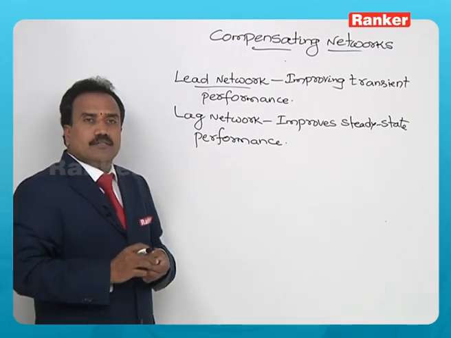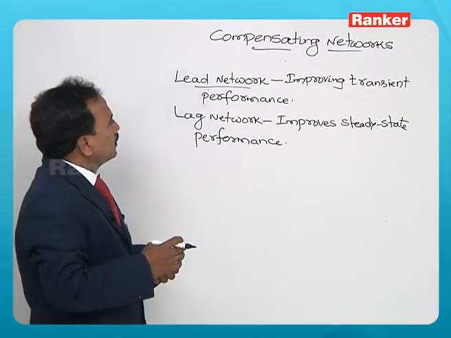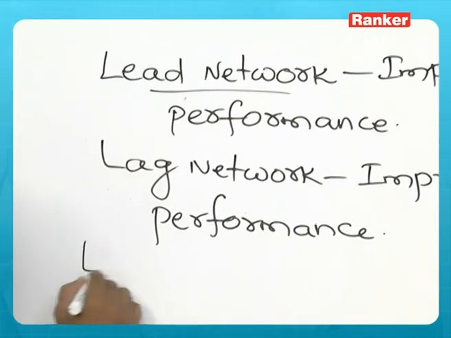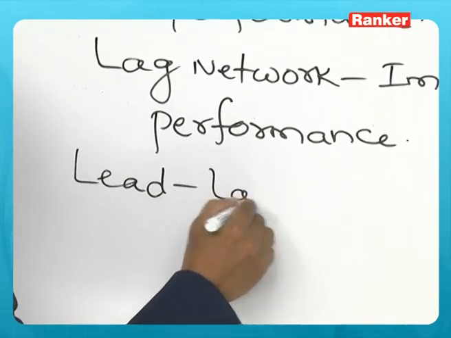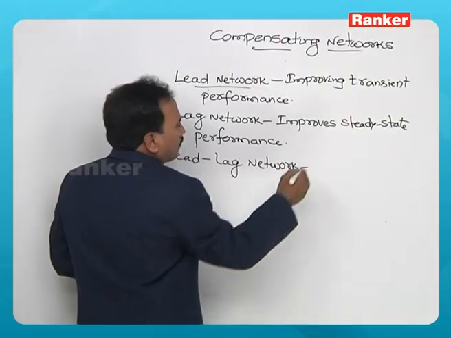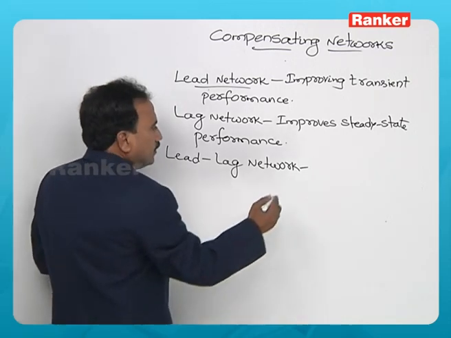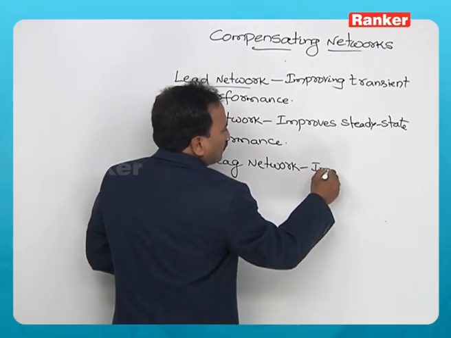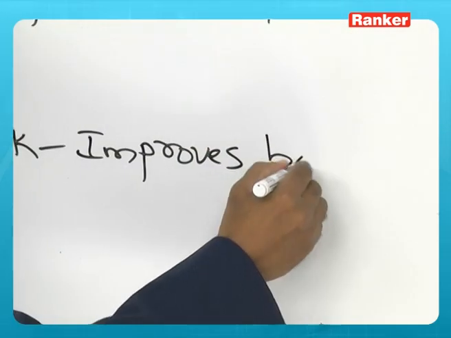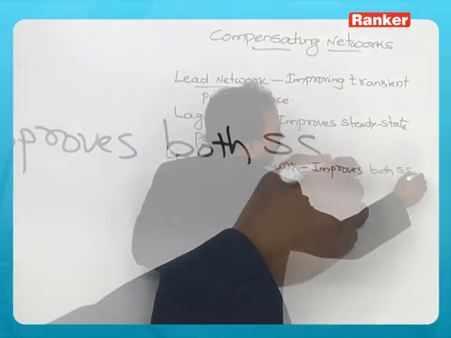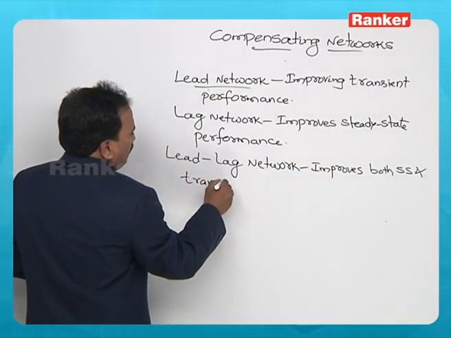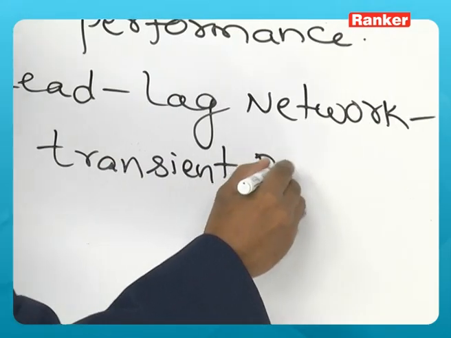For that reason, in order to have both steady state and transient performance improvement, we need to go for a lead lag network, and this improves both steady state and transient performance.